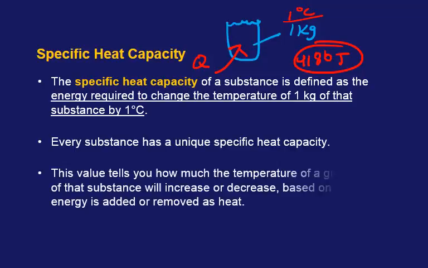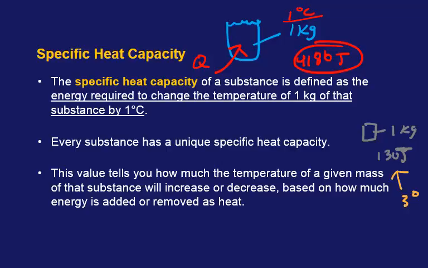And different objects have different specific heat capacities. For instance, lead, let's illustrate that here. So let's say we have 1 kilogram of lead. It only takes about 130 joules to heat that up. Now, what's kind of interesting is, let's say you had both of those and you heated them both up by 3 degrees Celsius. So we heated this up by 3 degrees, heated this up by 3 degrees.